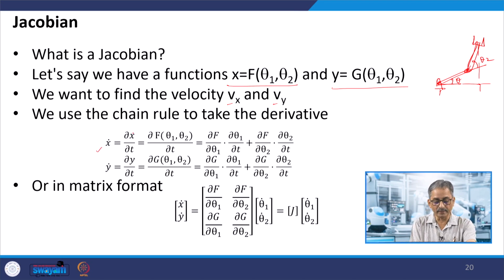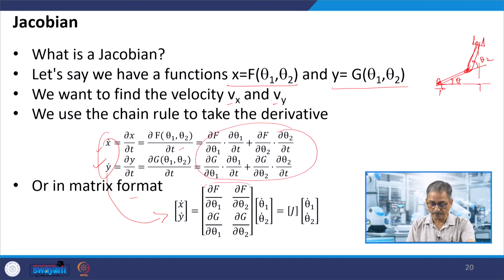So, x dot will be del x by del t. So this will be del f by del t. I have to take the partial derivative because it is a function of both theta 1 and theta 2. So this is del f by del theta 1 times del theta 1 by del t, plus del f by del theta 2 times del theta 2 by del t. Similarly, I can do it for y. Then in matrix form I can write this whole thing in this way, into theta 1 dot and theta 2 dot. So this part is what we call the Jacobian.